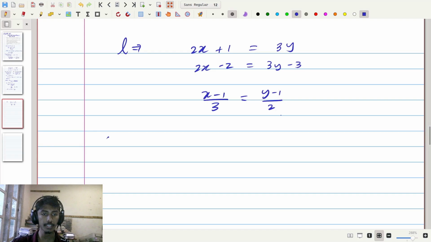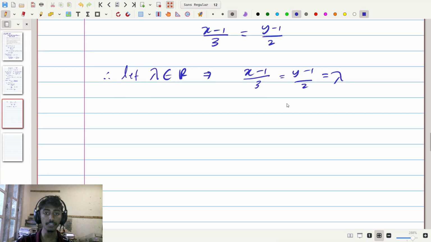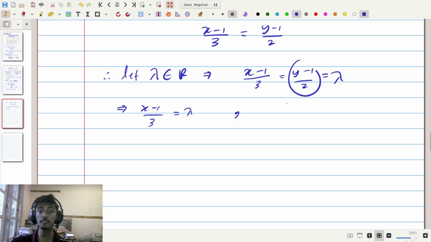And therefore I can say, let lambda be an element of the real numbers, and given that, I can say (x − 1)/3 equals (y − 1)/2 equals lambda. From this I can take this part and this part separately to get (x − 1)/3 equals lambda, and from this part and this part, (y − 1)/2 equals lambda.